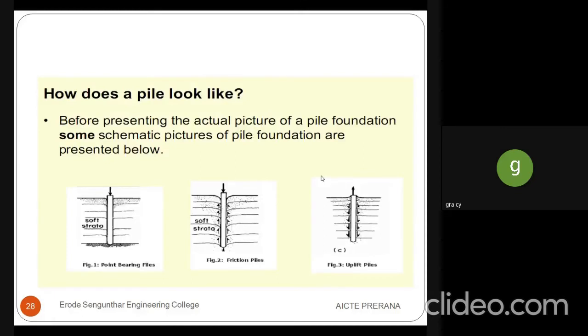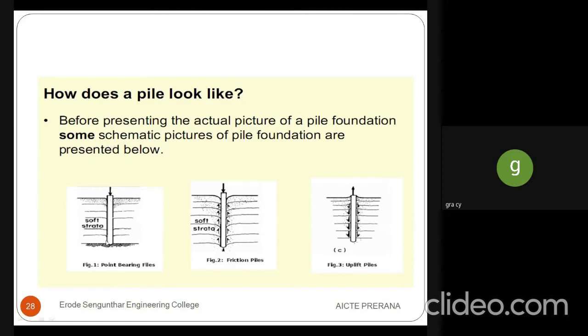So how does a pile look like? We can see the pile here. First one is point bearing pile, second one is friction pile, and third one is uplift piles. Before presenting the actual picture of the pile foundation, some schematic pictures are there.